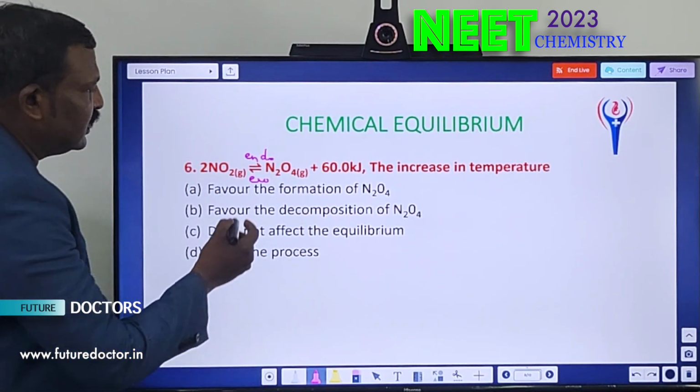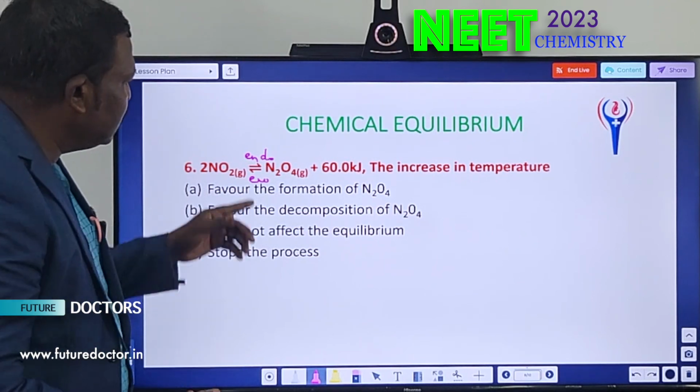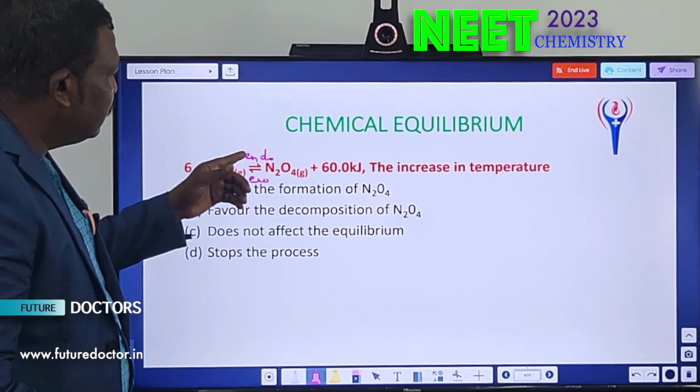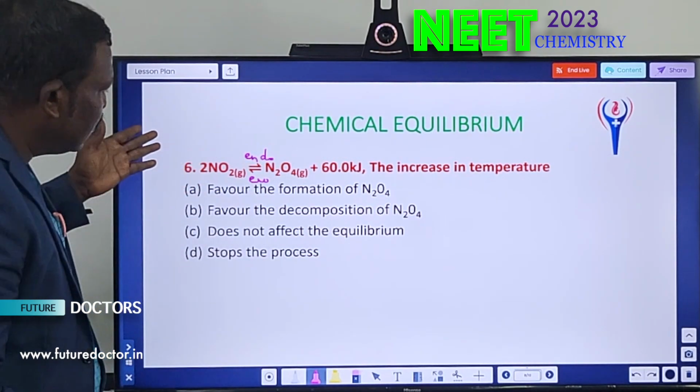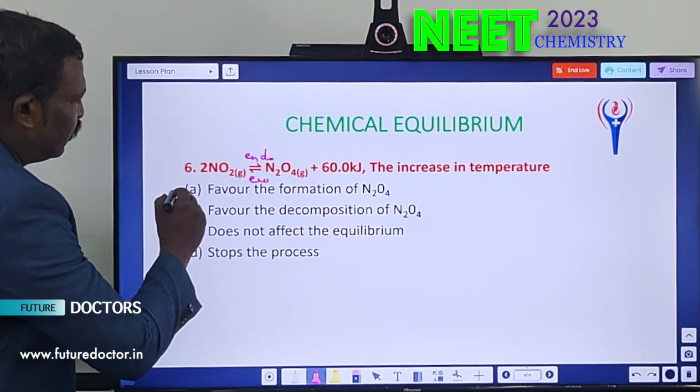They're asking: if you give some temperature to this system, what happens? Who will take the temperature? The endothermic direction only takes the temperature. So if the endothermic reaction takes place, the reaction proceeds towards the forward direction. So it favors the formation of what? N2O4. This is the answer.